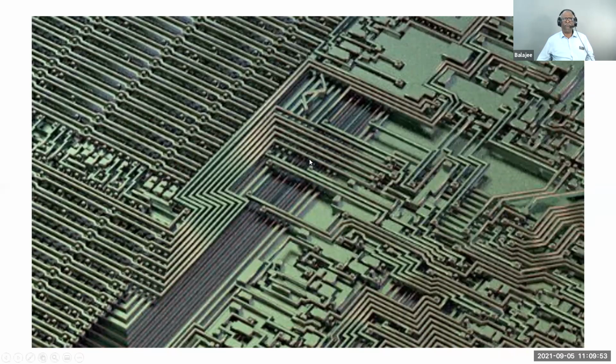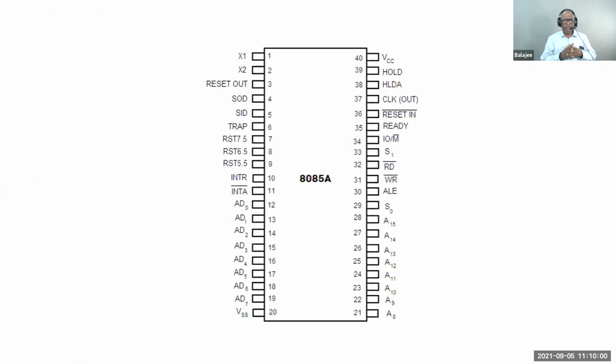Okay, now the trick here is, this is the way we represent the chip. See here, this is about 40 pins, 1 to 40. If you understand all the 40 pins, then you understand the microprocessor. That's it. How it is connected to the outside world. Okay, that is what we are going to discuss today. What are these 40 pins and how these 40 pins are connected outside.